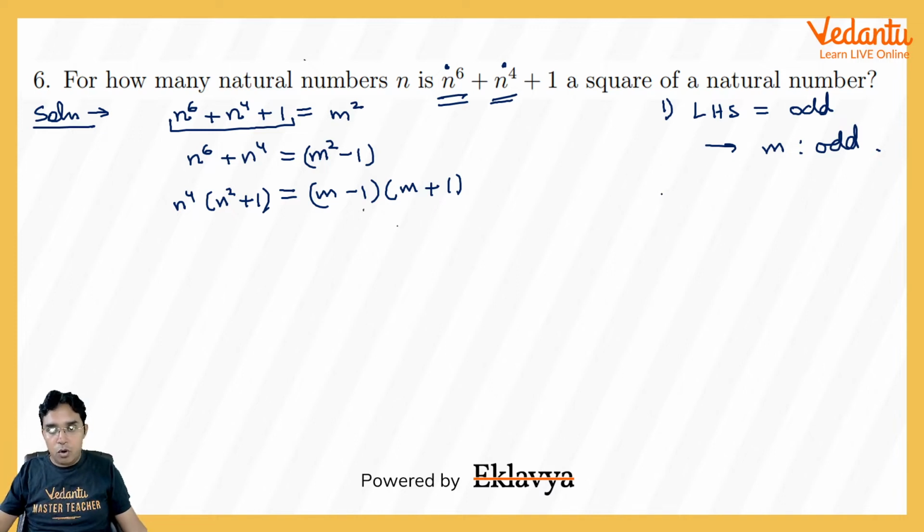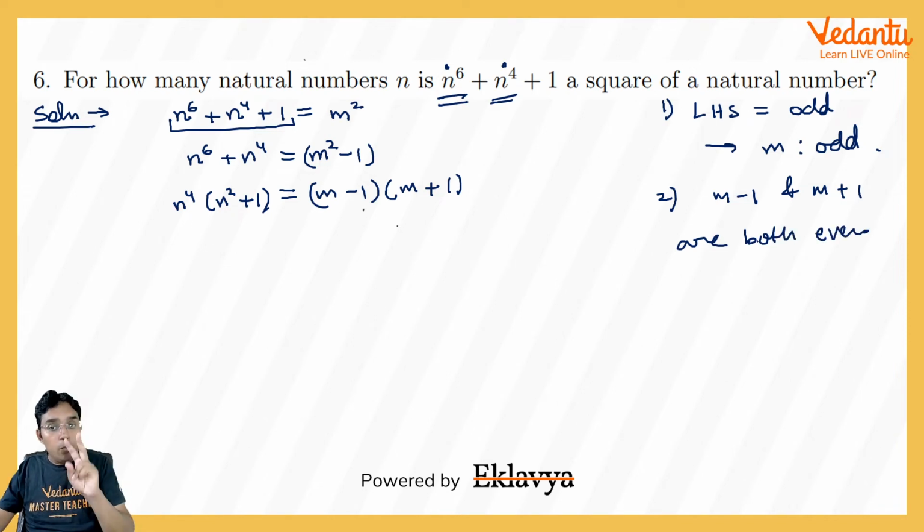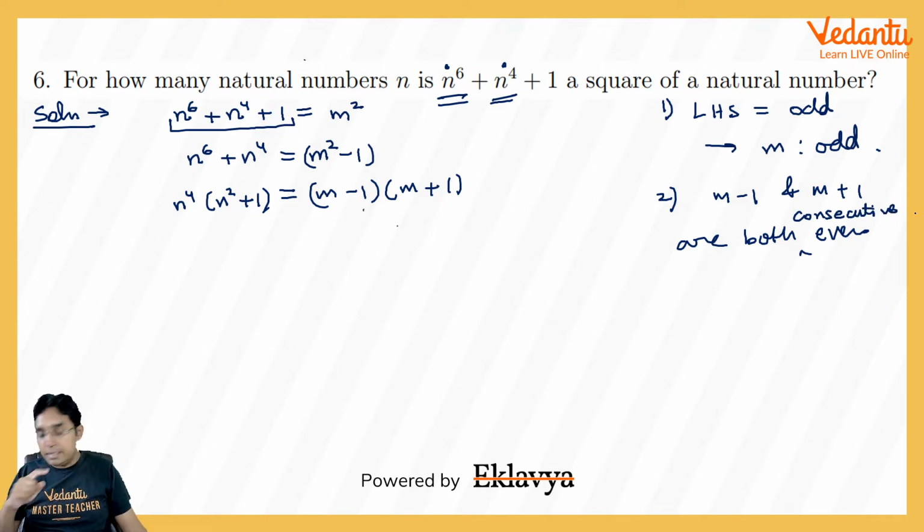Now if m is odd, then you can see m minus 1 and m plus 1, they both are even. In fact, both even numbers, rather both consecutive evens. Why am I saying consecutive even? Why is it important? Understand this thing. Any two consecutive numbers are always co-prime, like 7, 8, 8, 9, 13, 14 and so on. And similar to this, any two consecutive even numbers have only 2 as a common factor.